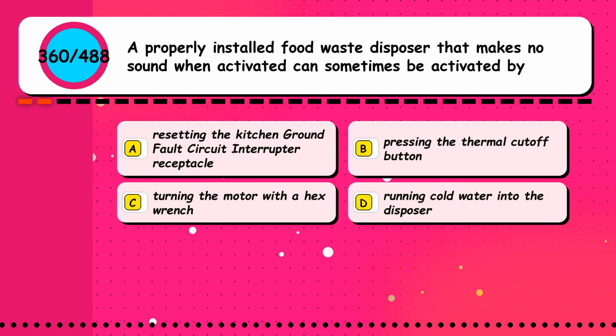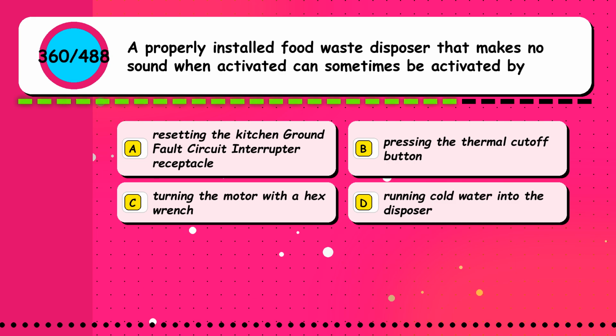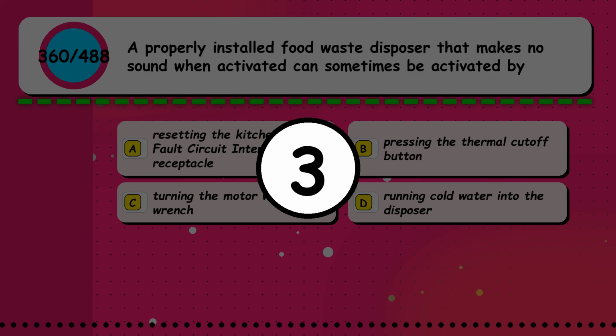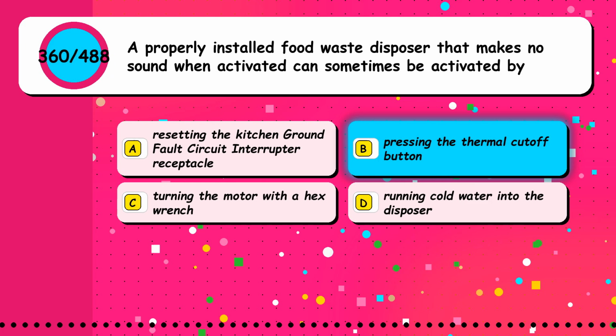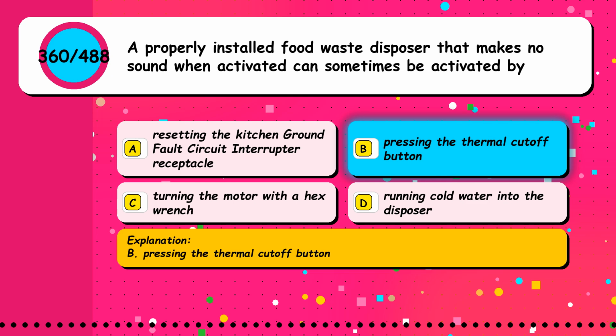Question 360. A properly installed food waste disposer that makes no sound when activated can sometimes be activated by: option A. Resetting the kitchen ground fault circuit interrupter receptacle. Option B. Pressing the thermal cutoff button. Option C. Turning the motor with a hex wrench. Option D. Running cold water into the disposer. The correct answer is option B. Pressing the thermal cutoff button.